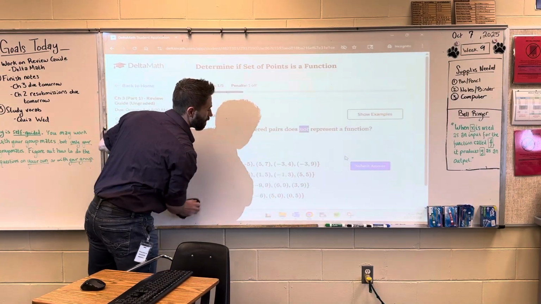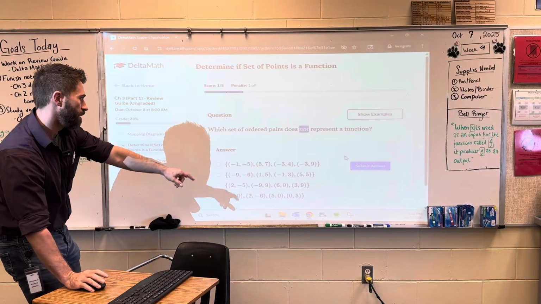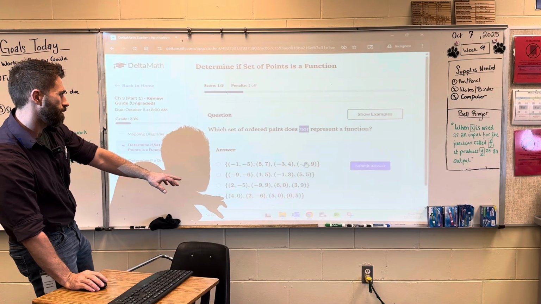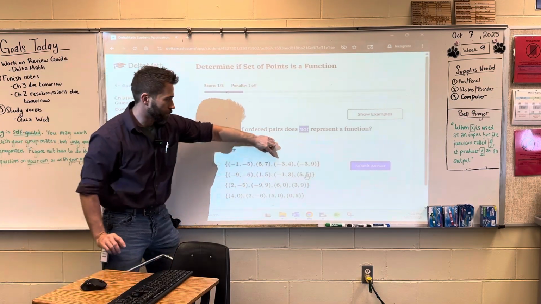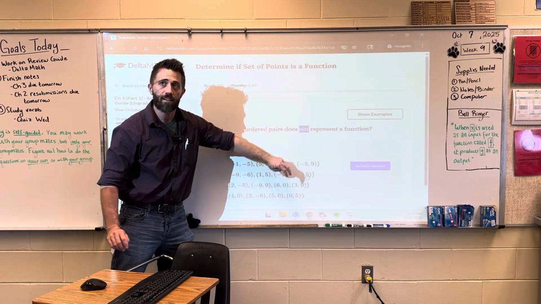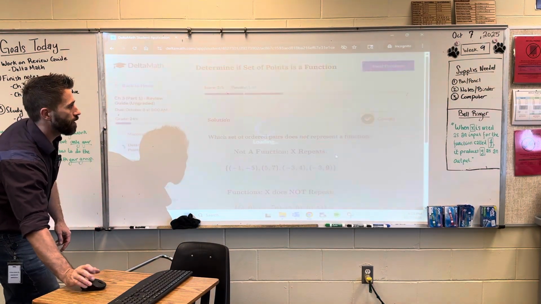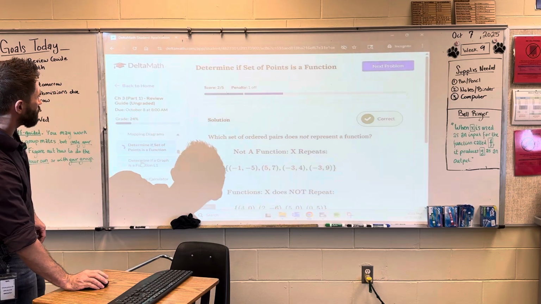Again, we're just trying to find an x value that repeats. Do I have, oops, see, I'm right in the first one. I have a -3 that maps to a 4 and a -3 that maps to the 9. So it's going to be that one right there. Just really quick, finding that x that repeats, but that's also time.